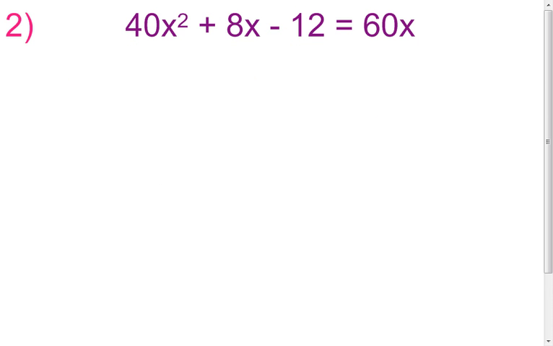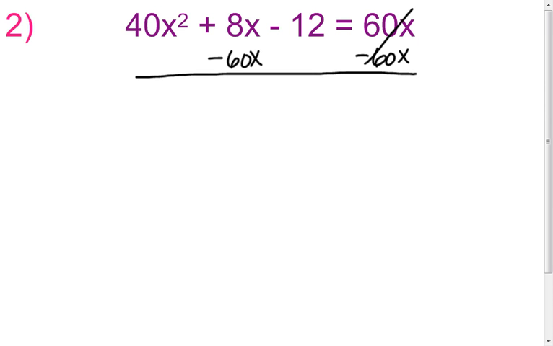All right, here's our next one. Of course, the first thing we need to do is set it equal to 0. So I need to subtract the 60x over. I want you to notice that you already have an x term on the left side that you can combine this one with. So make sure you do that. And so then I have 40x squared. 8x minus 60x would be negative 52x. And then minus 12 equals 0.